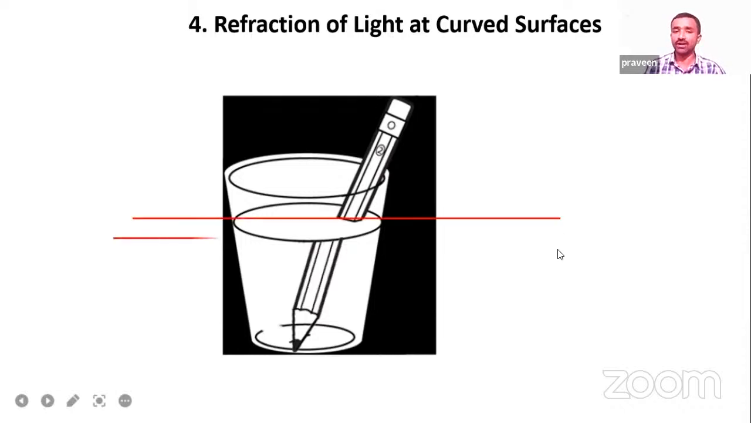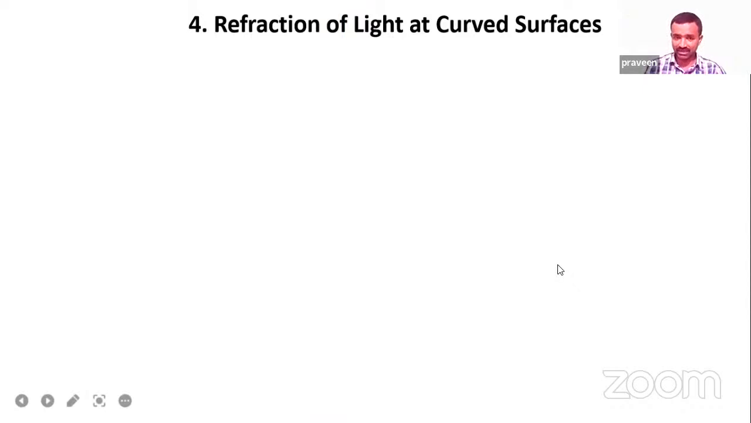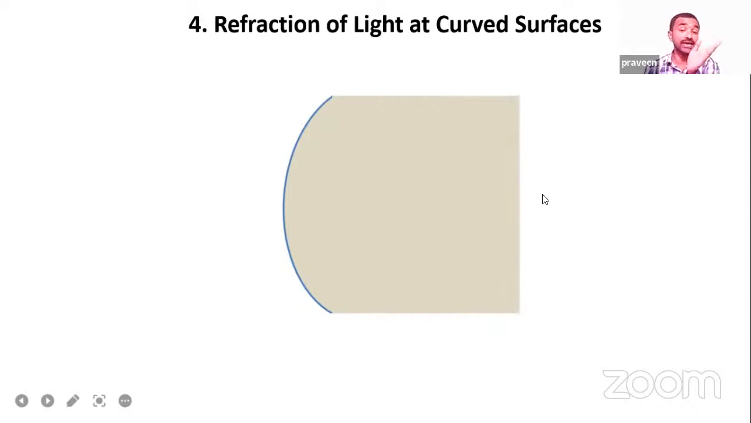Then we'll go for another. Here we observed the angle of incidence and angle of refraction. Now, the behavior of light rays with a curved surface, propagating from rarer to denser. Now look here, I'm taking one curved surface and shading one side of the surface. That shaded region is the denser medium and the unshaded region is the rarer medium, air.